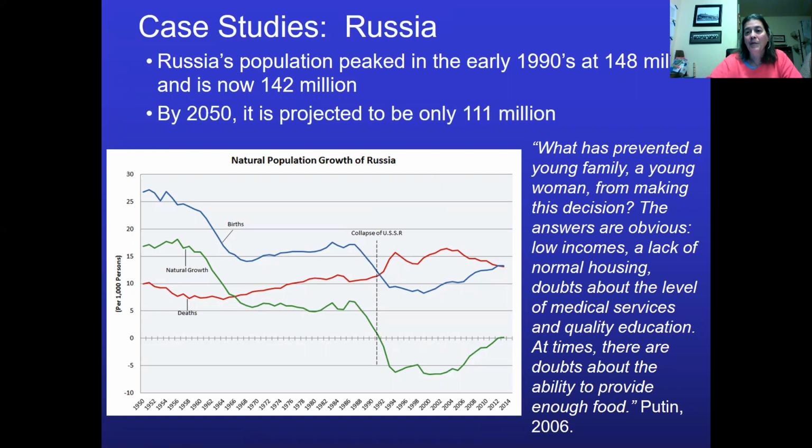So they were at 148 million in the 1990s, down to 142 million now, and they look like they're going to shrink another 30 million or so by 2050. There's a quote from Putin over here that I'll let you read. But if your living situation isn't good, just like during the Great Depression in our country, you're not going to be wanting to have children.